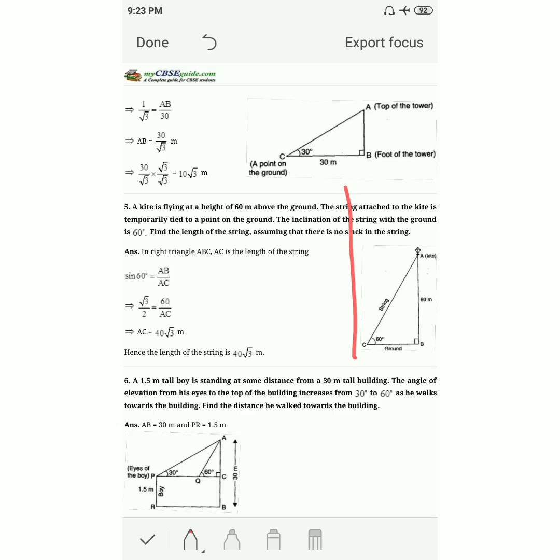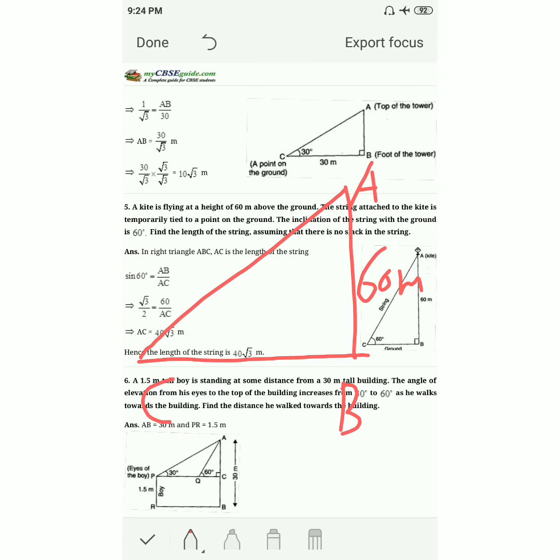Now one kite is flying at a height 60 meter above the ground. So if we consider our point A is a kite, then it is 60 meter above from the ground. B is a point on the ground. Okay. So kite A is 60 meter above the ground. Then second thing, the string attached to the kite is temporarily tied to a point on the ground. So I consider one point C.